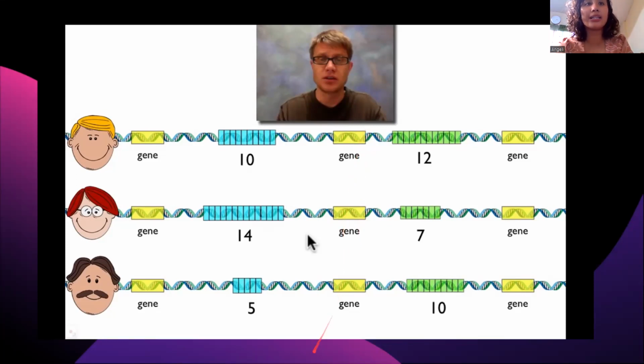Yung genes natin, guys, magkakapareho. Okay? Same. So, sa blondie, same. Sa red hair, same. Sa person with that is brunette, same yung genes natin. Okay? But in the areas of the non-coding regions, mayroong magkakaiba, okay? Magkakaiba ng length ng short tandem repeats, okay? Kay blonde 10, kay redhead 14, kay brunette 5. Yan. So, ito yung mga short tandem repeats. Magkakaiba, okay?